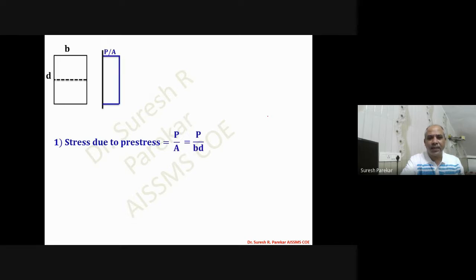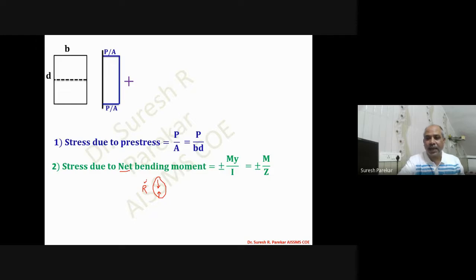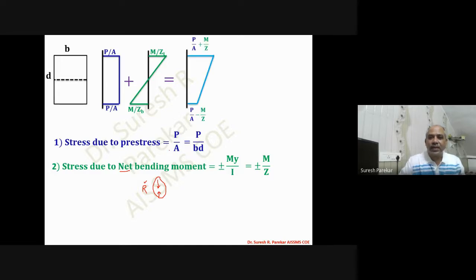Now we are going to work with the stress due to pre-stress. We have P by A, equal to P by BD, and then the stress due to the net bending moment. Net bending moment means we subtract the load due to the pre-stressing force, that is, due to the eccentricity of the pre-stressing force, and whatever load we then get is the net load. From this, whatever bending moment we get will be the net bending moment. That means we take the upward load developed due to P, find the resultant force, and take the net bending moment due to this resultant force. So now you can have plus minus M by I into y, plus minus M by Z, and we get the value in this way, with Zt at the top and Zb at the bottom.